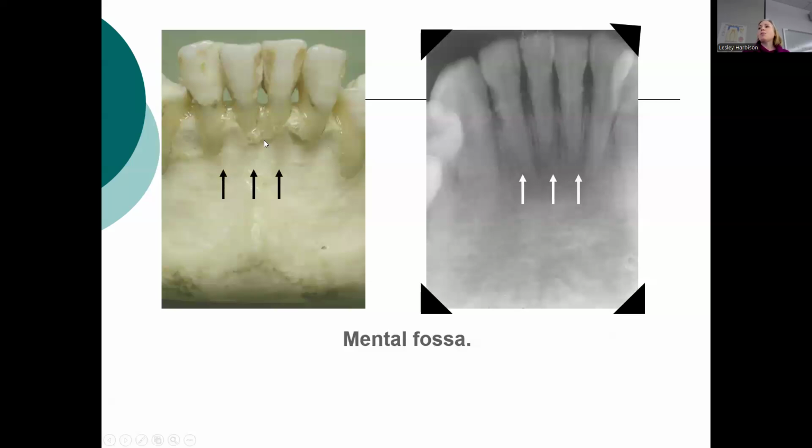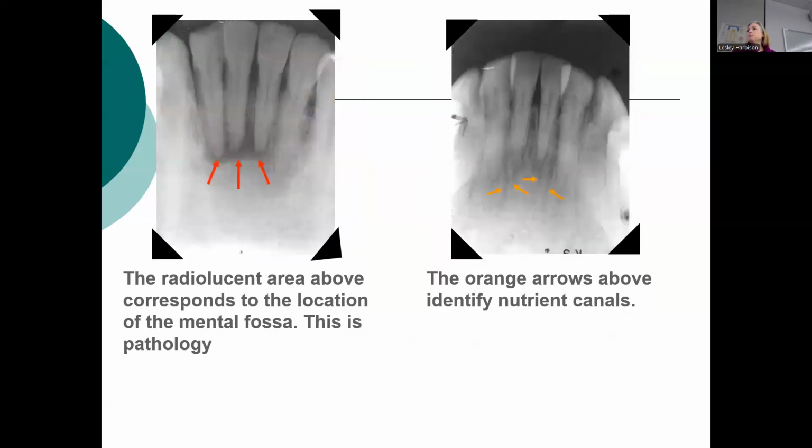Fossa, just a thinned out part of the bone. You can see the fossa lies in different areas. It's a not well-defined radiolucent area around the roots of the mandibular incisors. If you see something that is very, very well defined, it probably is a lesion of some kind. The fossa doesn't have this harsh radiopaque, radiolucent look to it. It has more of a diffuse look.